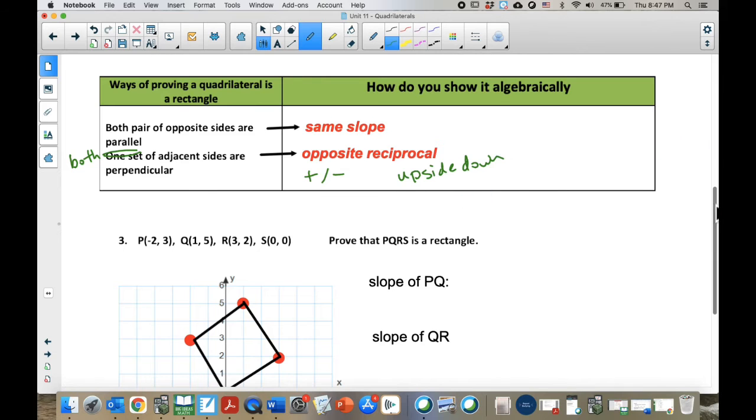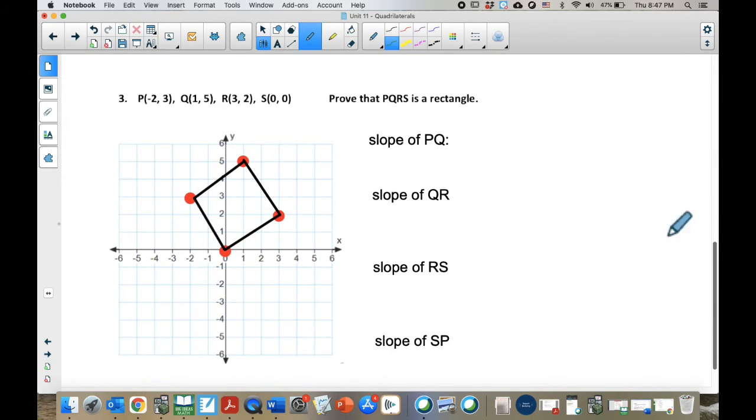Okay, so let's look at some examples. We need to find the slope of each segment here. And I went ahead and put it on the graph, so you might take a minute right now. Why don't you pause the video and put these where they belong?